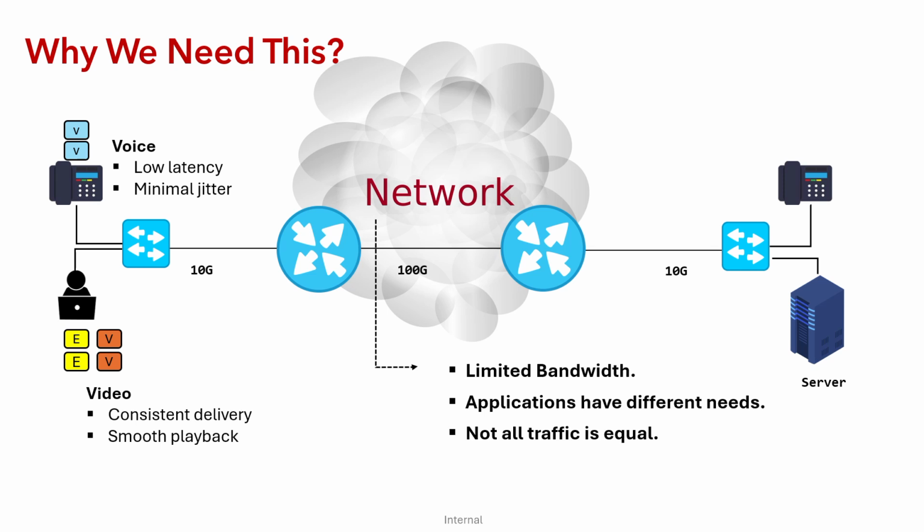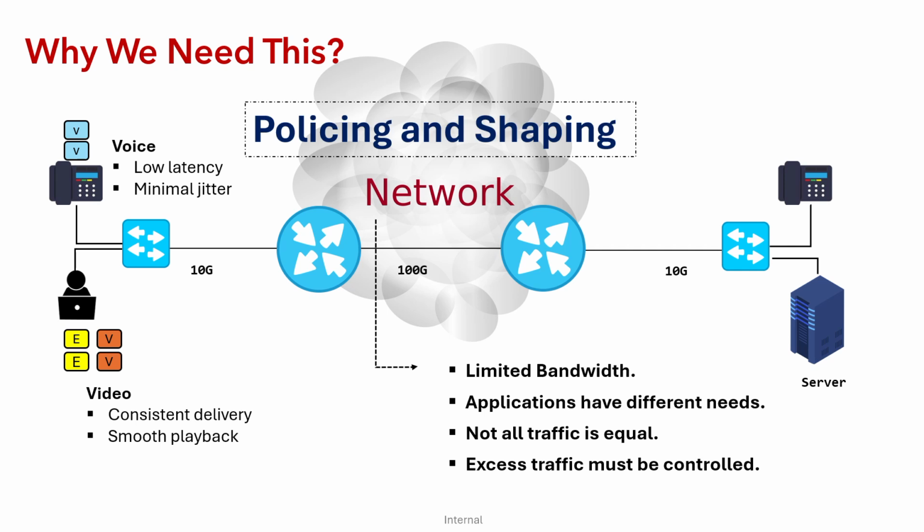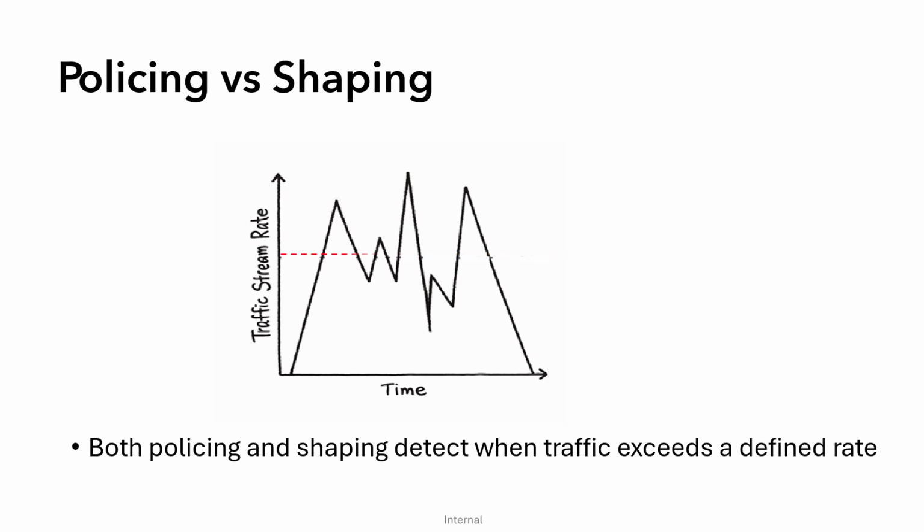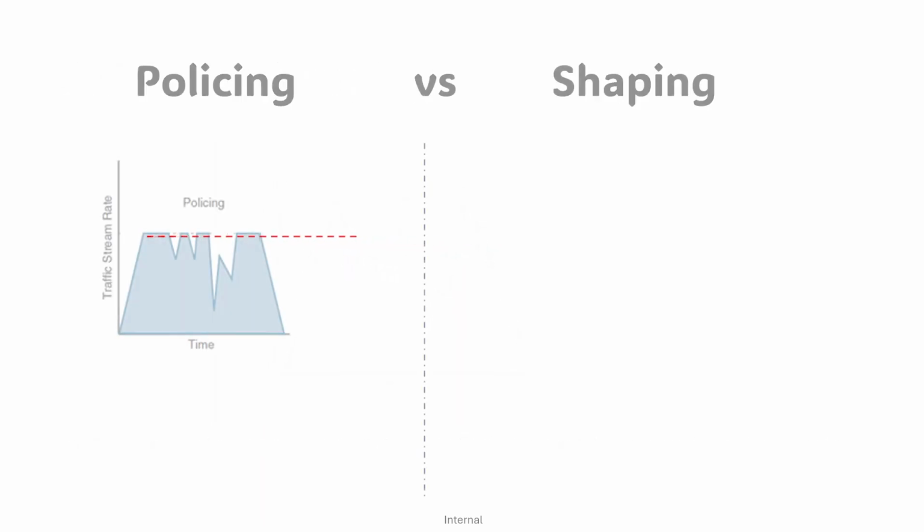So even after marking, when traffic exceeds the available bandwidth, we must control it. This is where policing and shaping come into the picture. Both policing and shaping detect when traffic exceeds a defined rate, but the difference lies in how they respond. Let's look at both of them.